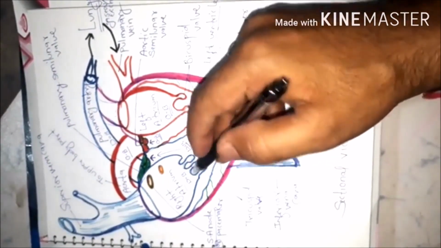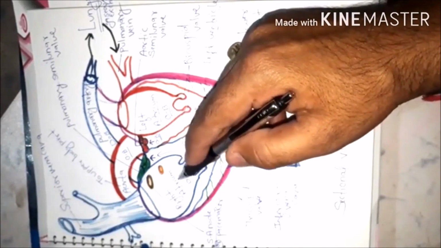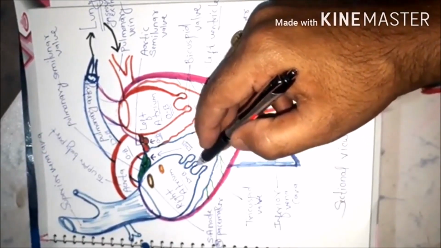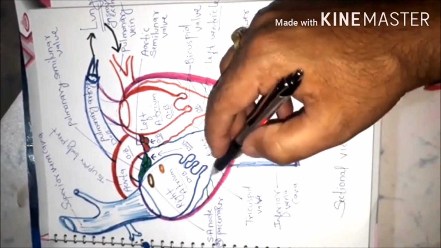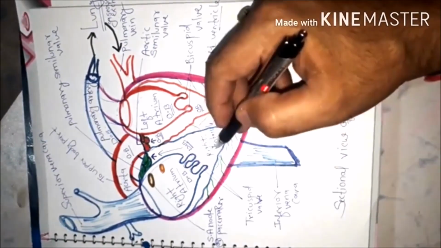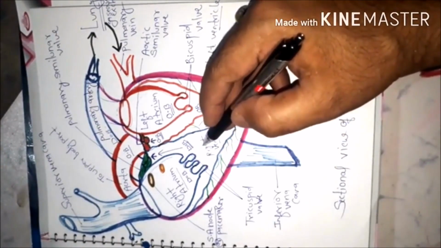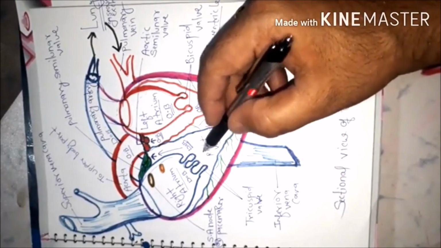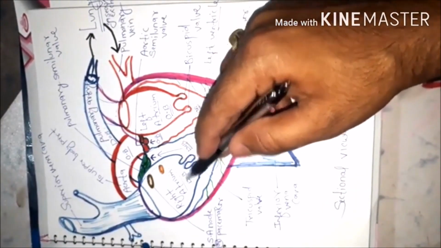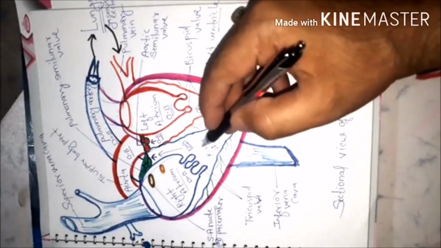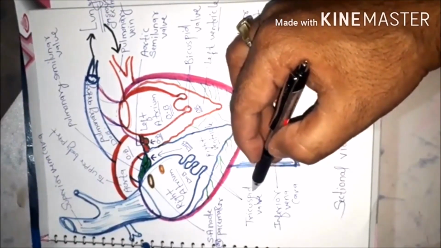Then, due to the high pressure in the right atrium, this tricuspid valve will open and all the deoxygenated blood comes into the right ventricle. That means all the deoxygenated blood comes into the right ventricle by the opening of the tricuspid valve.